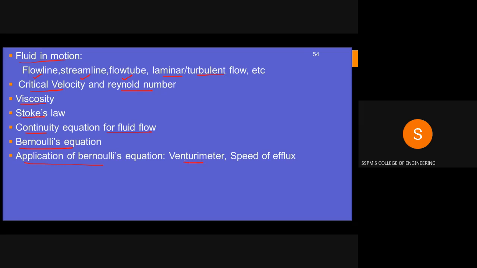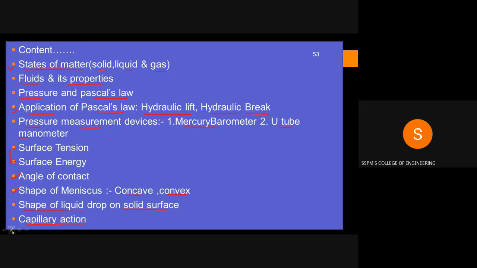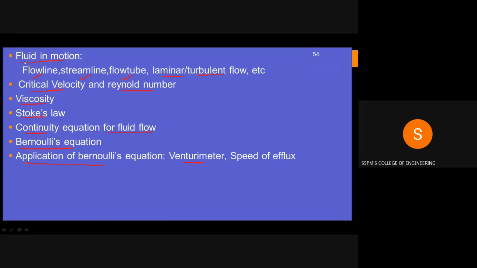Okay. So this is the overall content of chapter 2, which is the mechanical properties of fluids. In today's session, we will just revise the concepts up to capillary action. And in the next session, we will study fluid motion, viscosity, and Bernoulli's equation.